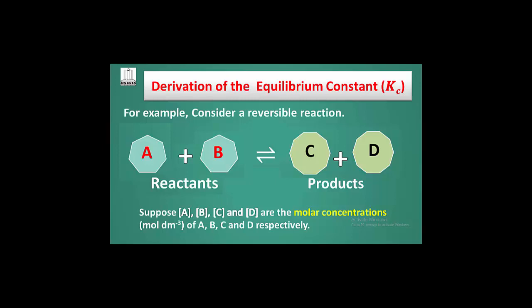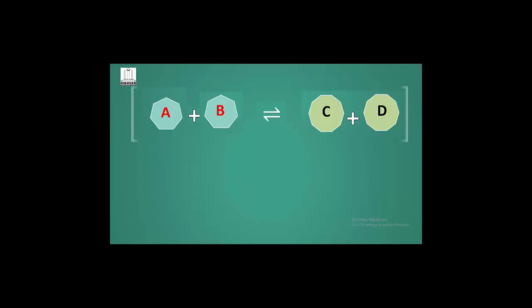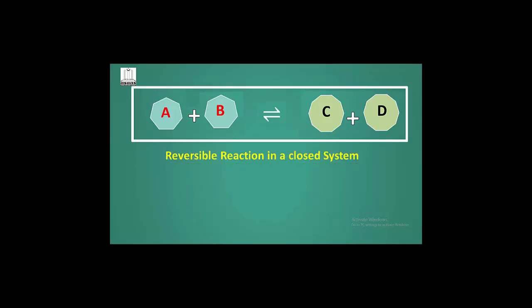Dear students, a double arrow shows that this reaction is a reversible reaction, and a reversible reaction can only be possible in a closed system. Here is a diagram in which you can see that in a reversible reaction, reactants combine to form products. This is a forward reaction. And products again recombine into reactants. This is a reverse reaction. In a reversible reaction, both the forward and reverse reactions take place simultaneously. Reactants are converted into products and products are converting back into reactants.